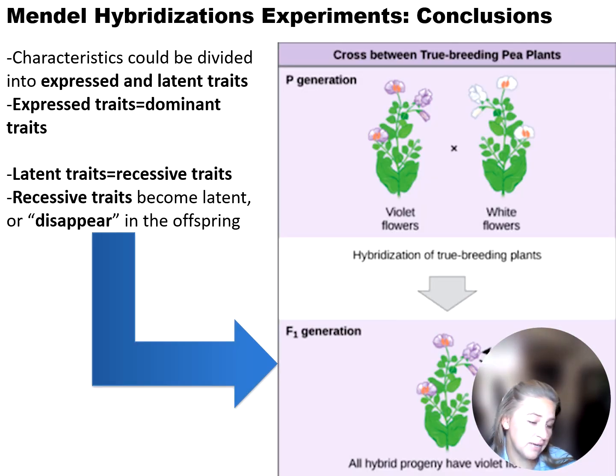So when he observed that, he determined that characteristics could be divided into two categories, what are called expressed and latent traits. Expressed traits are also called dominant traits, and latent traits are called recessive traits. Recessive traits become latent or disappear in the offspring, so they're not observed, and the expressed traits are usually observed.